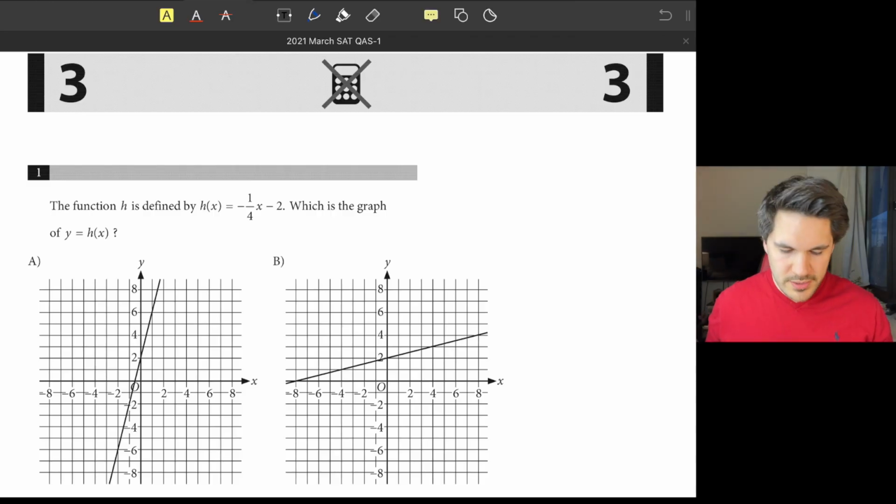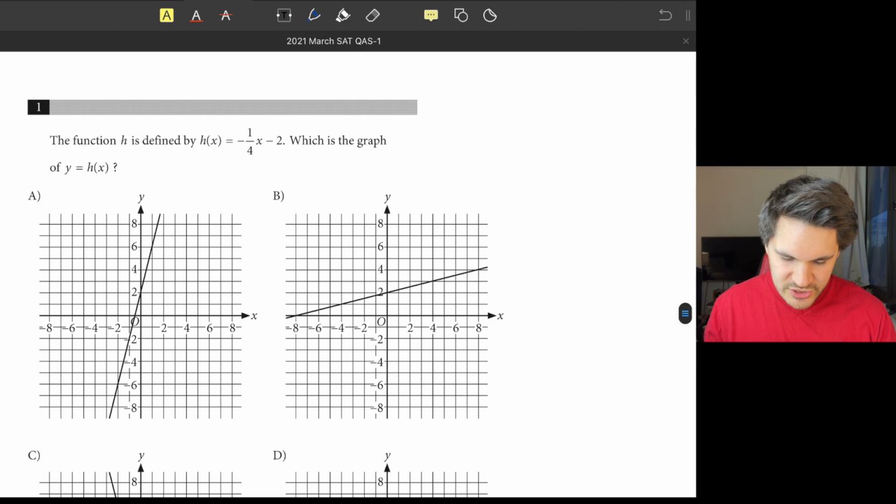Today I'm going to show you how to do the non-calc section of the March 13th, 2021 SAT. Let's get into it. Okay, number one.